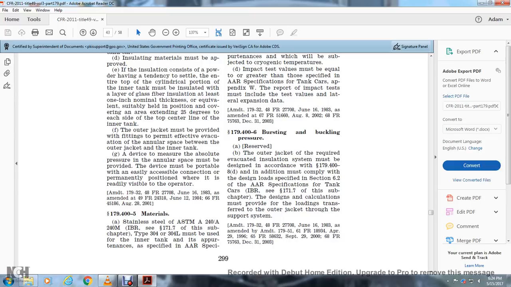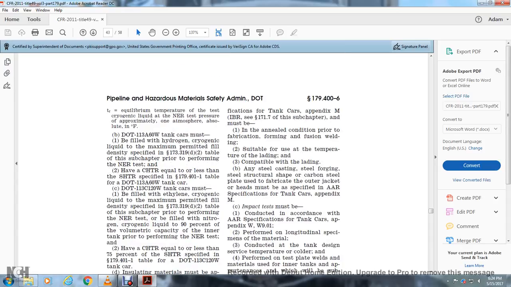179.405 Material. Stainless steel ASTM A240 and A240M, type 304 and 304L, must be used for the inner tank with its appurtenances, as specified in the AAR specification for tank cars, Appendix M, in the annealed condition prior to fabrication. Fusion weld suitable for the use of the temperature for the loading, compatible with the loading. Steel, steel casting, steel forging, steel structure, shape of carbon steel plate used to fabricate outer jacket heads must be as specified in the AAR specification for tank cars, Appendix M.